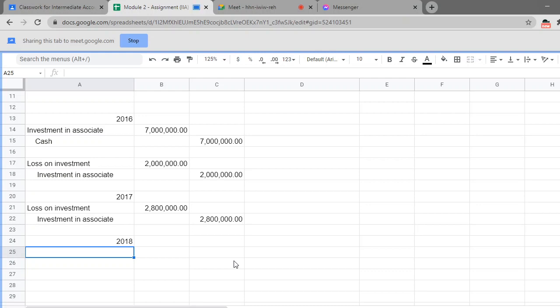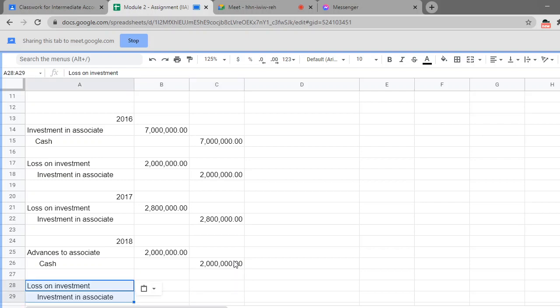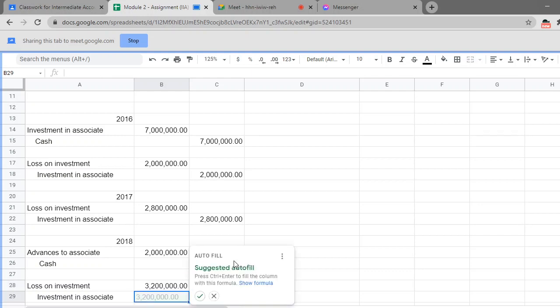On January 1, 2018, to be specific, the company lent money to the investee. So, advances to associate. This is a receivable, considered a non-current receivable, since it will take a while before it is repaid. How much did we lend? 2 million. Okay. However, in 2018, there was still no recovery. So there was again a loss of 8 million, times 40%, ours is 3.2.